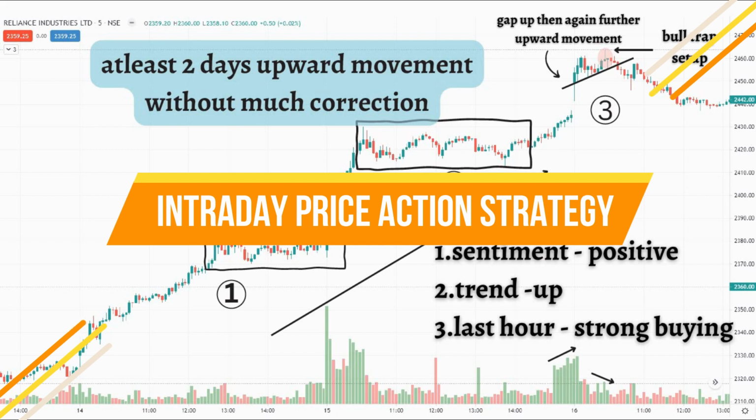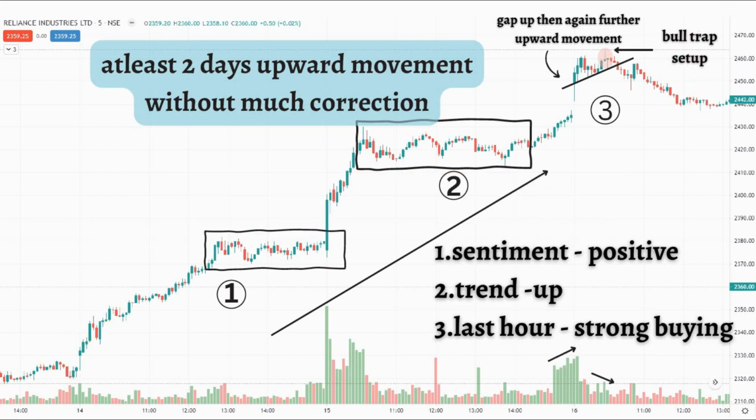So in today's video we'll discuss a very frequently occurring low risk, high reward, high probability trade setup which will be executed on the 5 minutes time frame. For this setup we need at least 2 days upward movement without much pullback or correction.